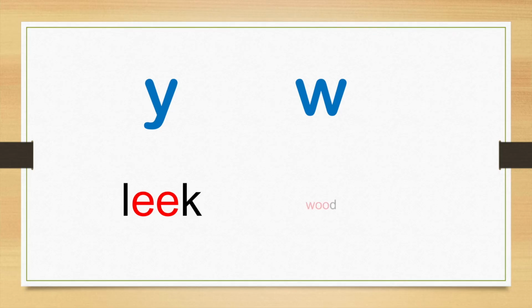Next one, yi. It sounds like double E in leak, yi. Wu. Like the beginning sound in wood, wu. Now listen and repeat, yi, yi, wu, wu.